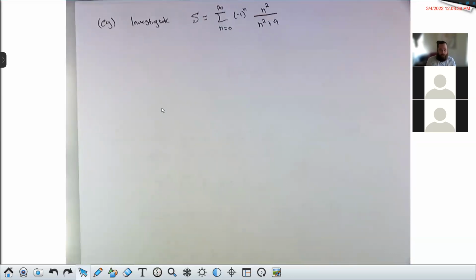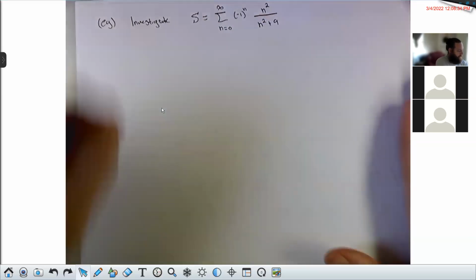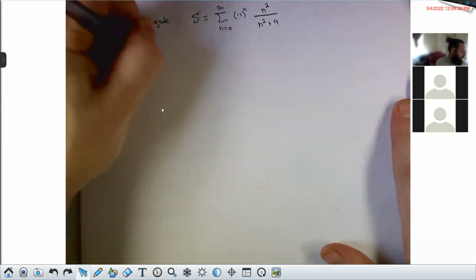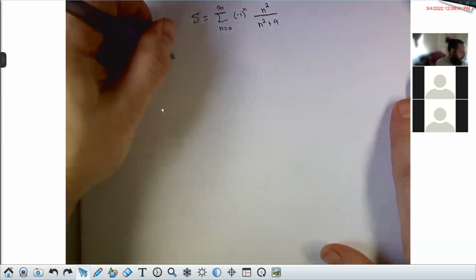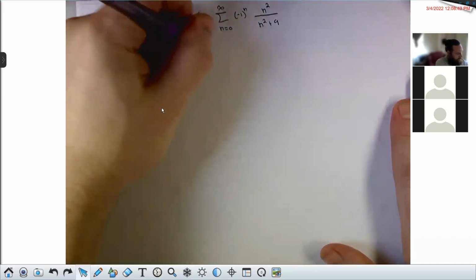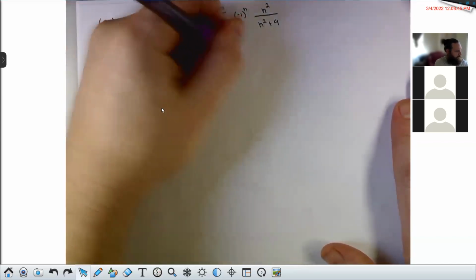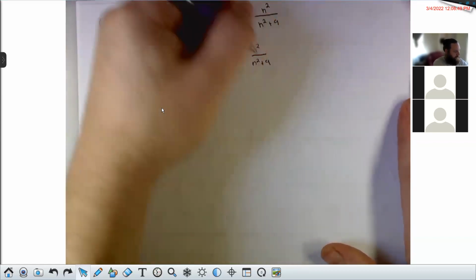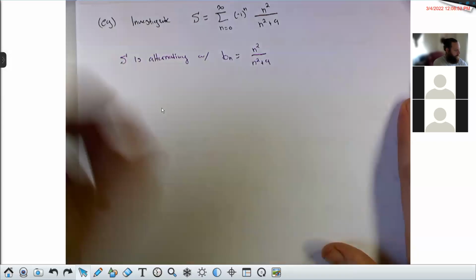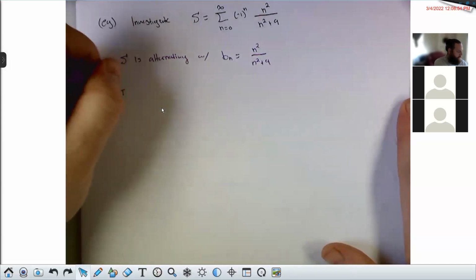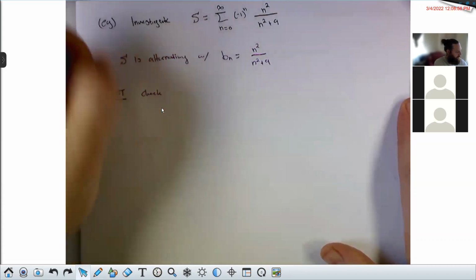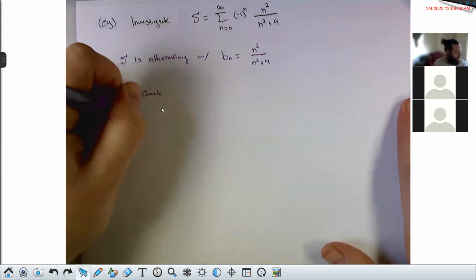This is an alternating series. S is alternating. And the bn's here are n squared over n squared plus 9. So we'll run AST, and we're going to just check how the bn's are decreasing.